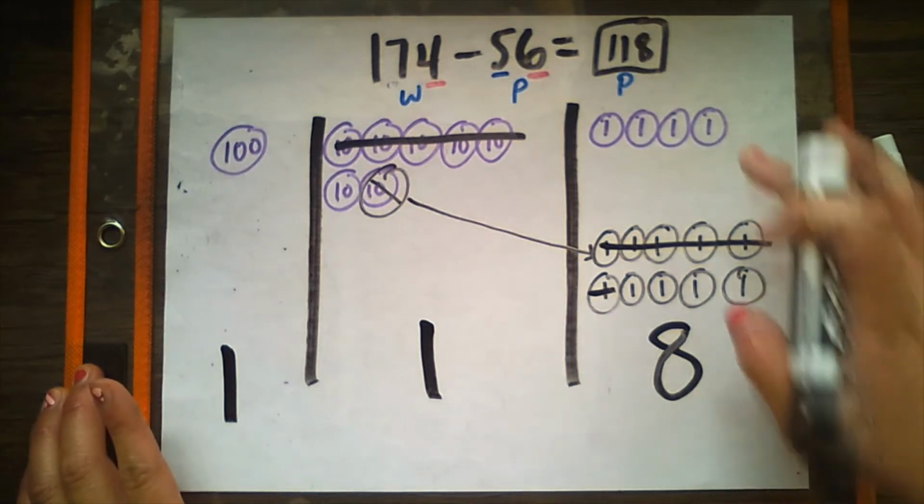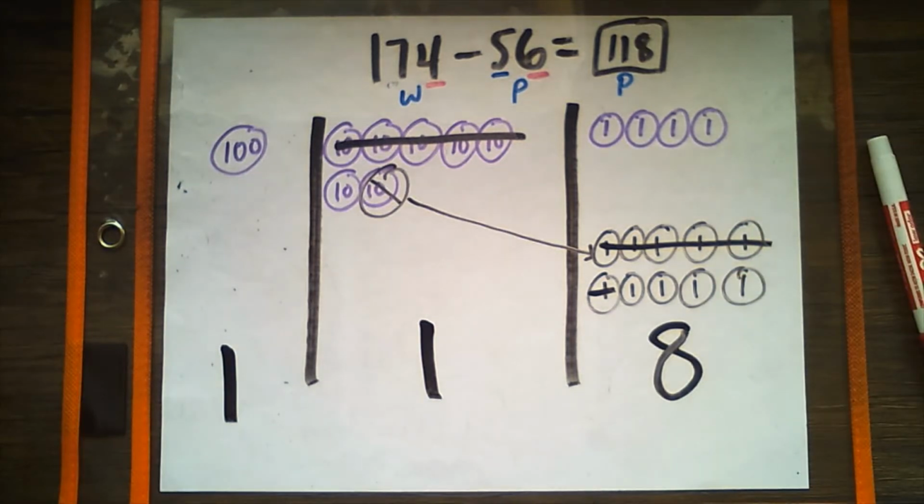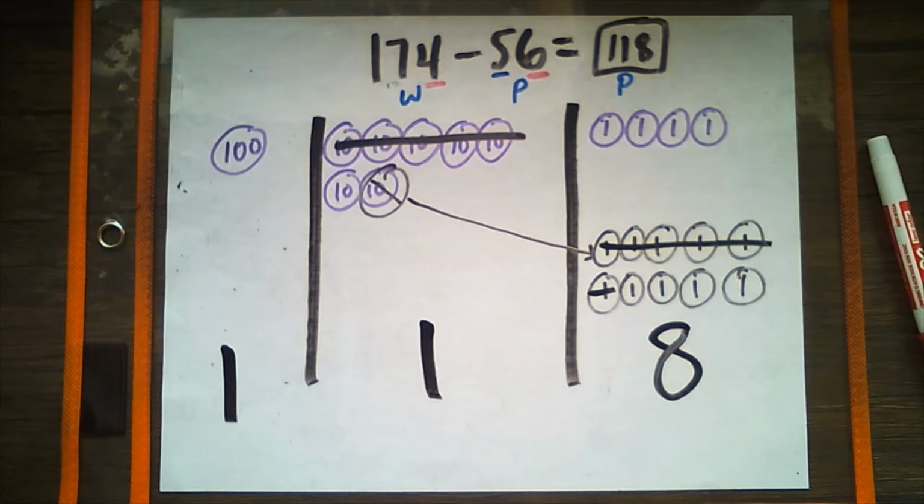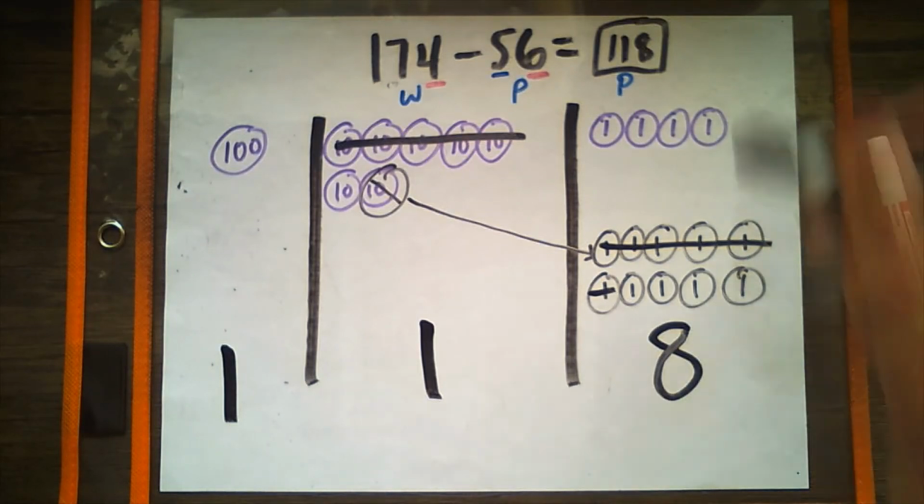8 ones. What is the solution of 174 minus 56 in the say 10 way? And remember, with the say 10 way, we always begin with the tens first, followed by the ones. Great. The solution of 174 minus 56 in the say 10 way would be 11 tens, 8 ones. In standard form, that's the same thing as the number 118.